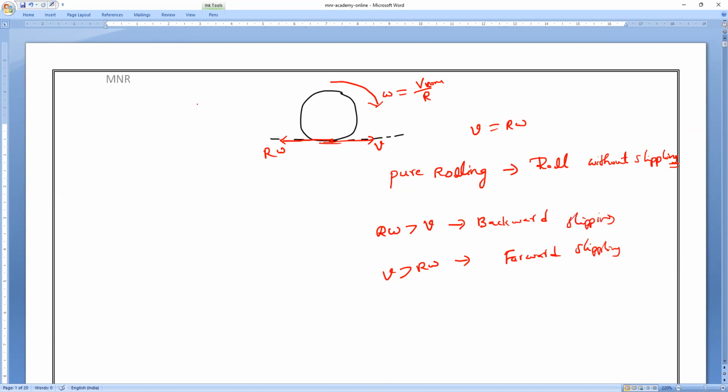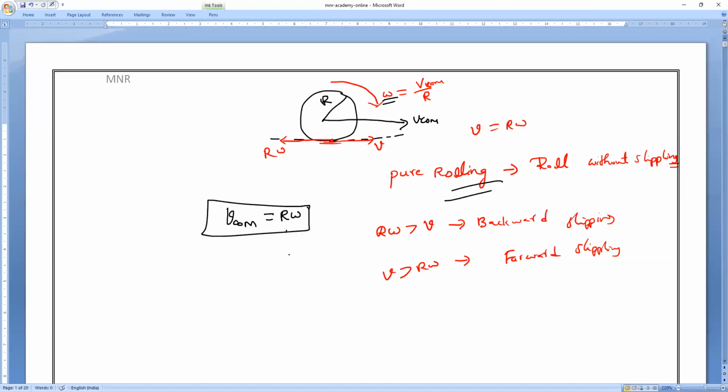Now let us see these cases. In the case of pure rolling, if forces are applied, what kind of changes will take place, and how do we calculate acceleration, angular acceleration, inertia; these are the things we are going to study. In pure rolling, the velocity of the center of mass is v com, with radius r and angular velocity omega, so v com is equal to r omega.